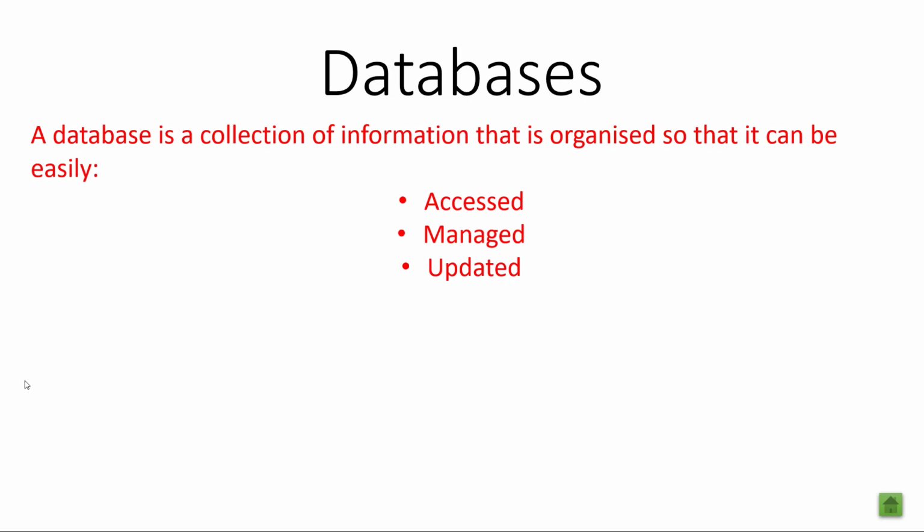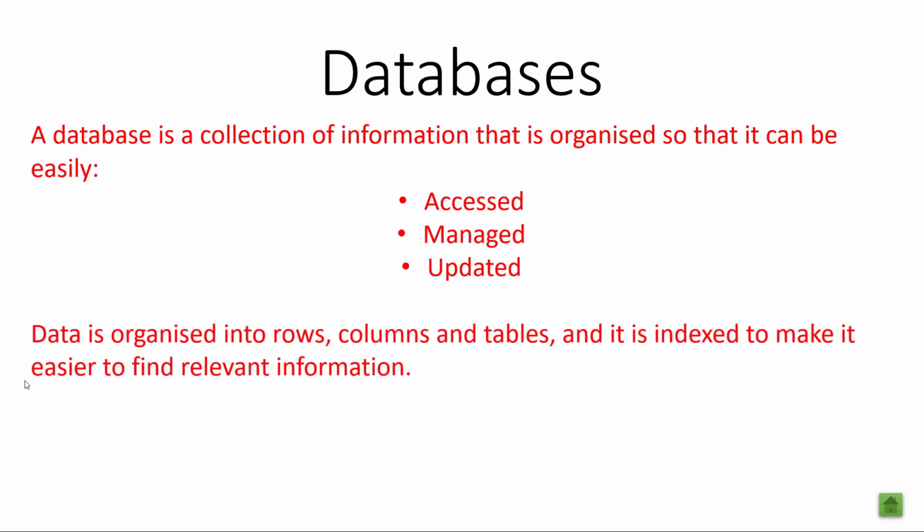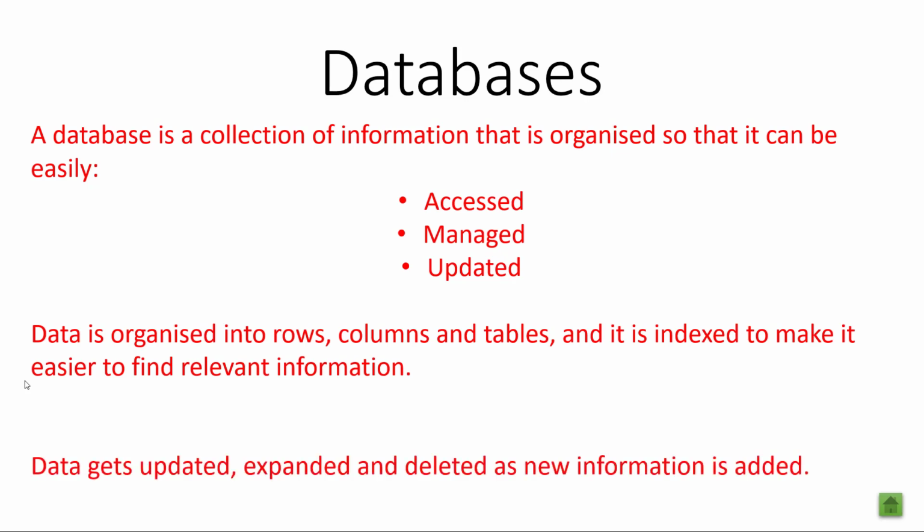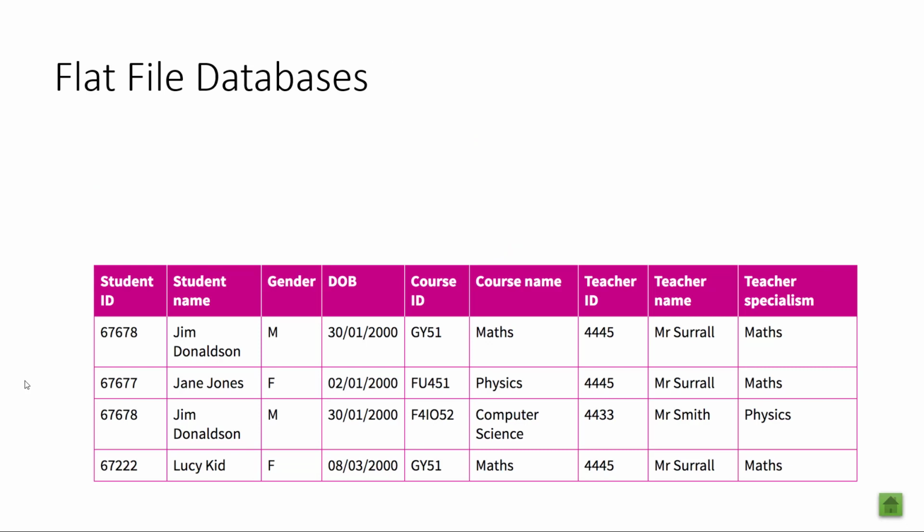So we've got databases. They are collections of information that get organized. They are accessed, they are managed, and they are updated. And data is organized into rows and columns in tables. And we join those tables up to find relevant information. Data gets updated, it gets expanded, it gets deleted, it gets filtered and cleaned, etc. And you have two types of database. You have a flat file database containing all the information in one place, and you have relational databases.